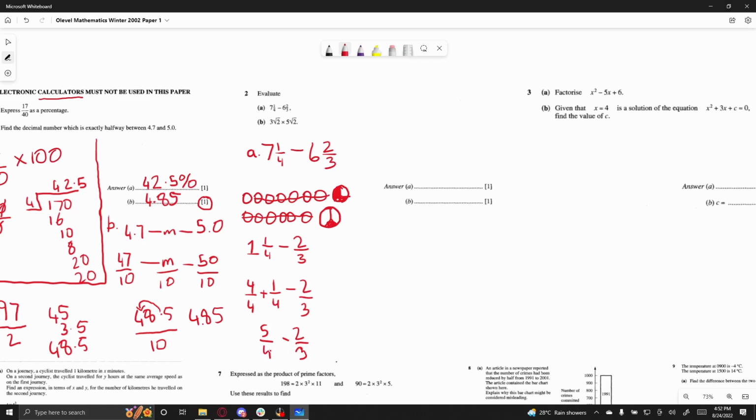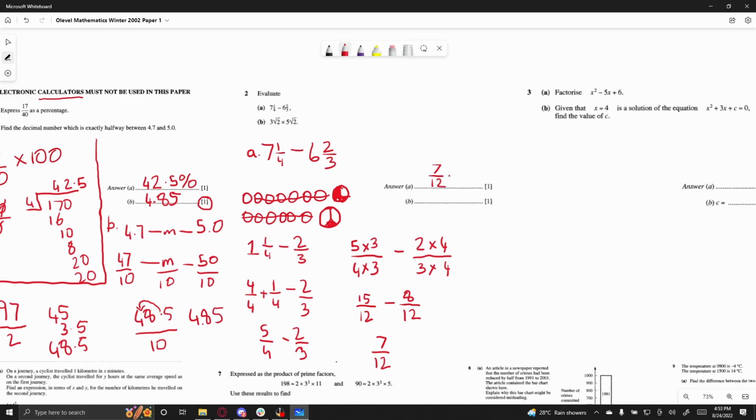To get to 12 from 4, we can multiply both of these by 3. So 5 into 3 over 4 into 3, and then multiply that side by 4. So 2 into 4 over 3 into 4, and this would become 15/12 minus 8/12, right? And then 15 minus 8 is 7, so the correct answer would be 7/12.